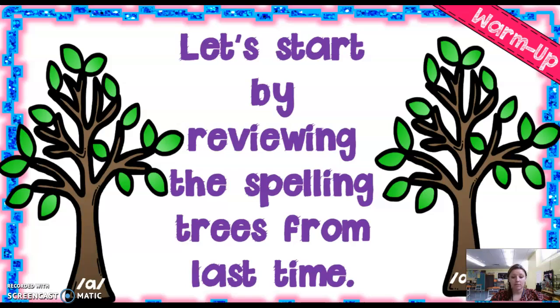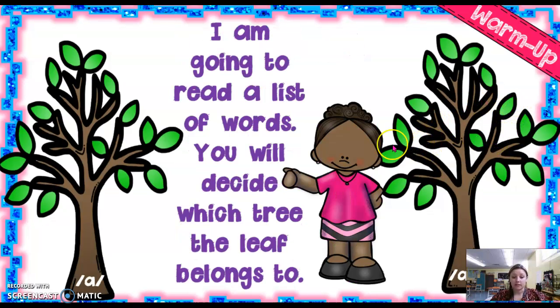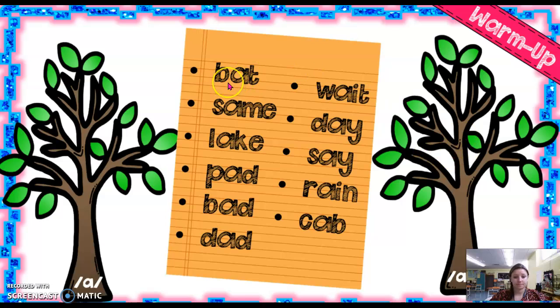We're going to start by reviewing the spelling trees from last time. Over here we have a spelling tree, and at the bottom is the sound A. We're going to look at a list of words, and you will decide which tree the leaf belongs on. Word number 1, bat. Does it belong on the tree that says A, or does it belong on the tree that says A?